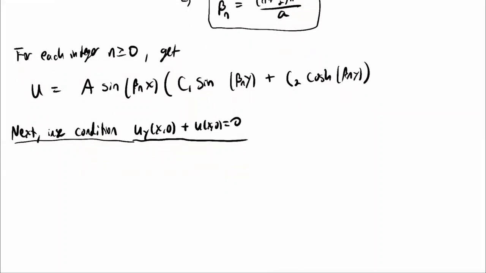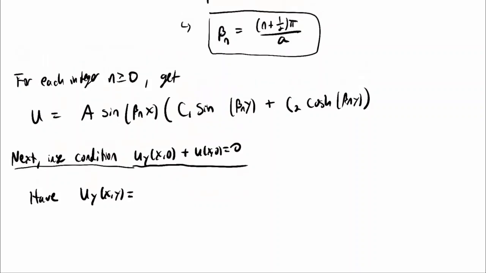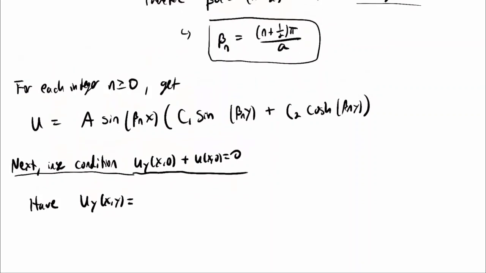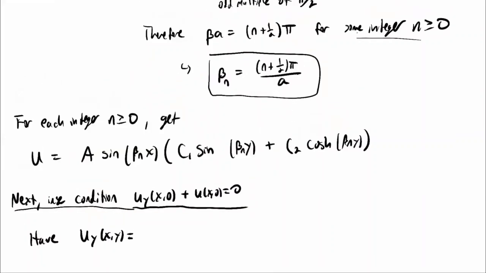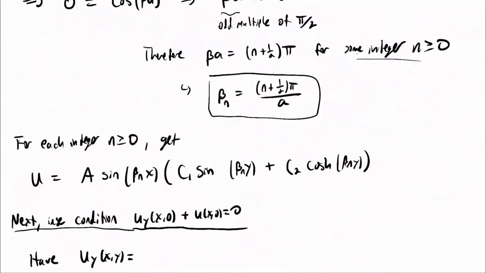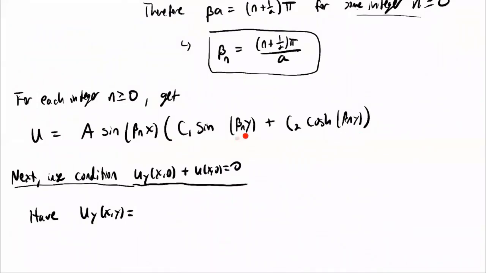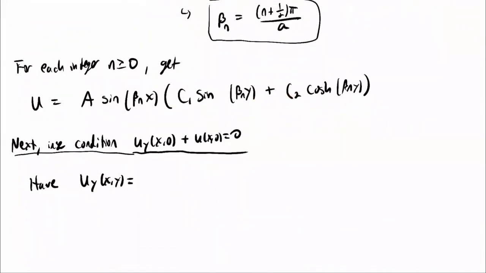So I have u_y(x,y). Remember, you need to calculate it as a function of y and then plug in y equals 0, otherwise it's not going to match up. So let's take the derivative of our candidate for a solution, which is right here, with respect to y. Well, we end up with a times sine of beta n x.